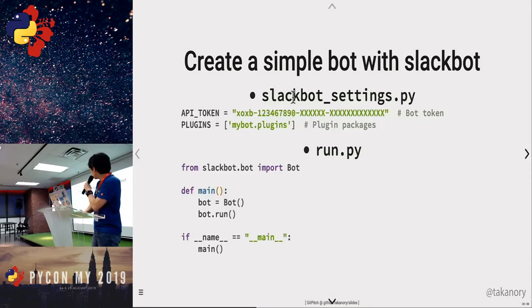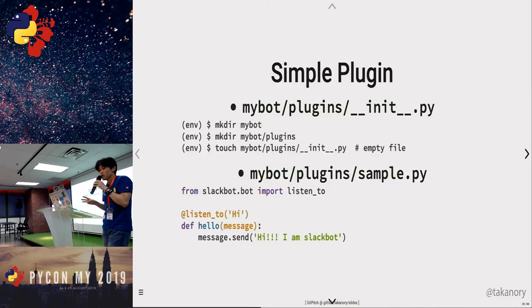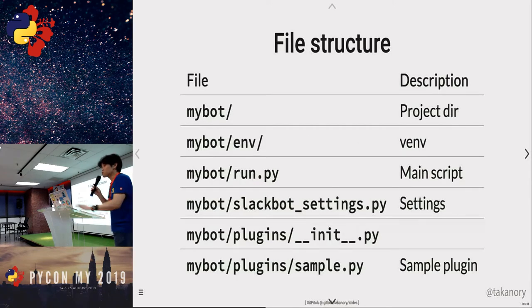Then, first, I create the slackbot_settings.py file. It has two settings: one is the token, and the next is the plugins package name. This sample is my plugin. The second file is the run.py file. This is the main program for the Slackbot. This is so simple. The third file is __init__.py. This is only for the package. For a package, an empty file is okay. And lastly, sample.py is a plugin. It listens for a hi message, then sends Hi, I'm Slackbot. This is the file structure.